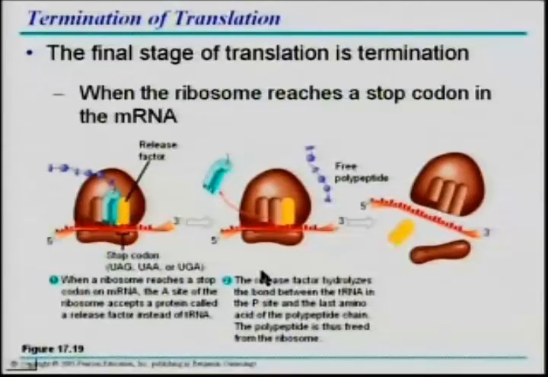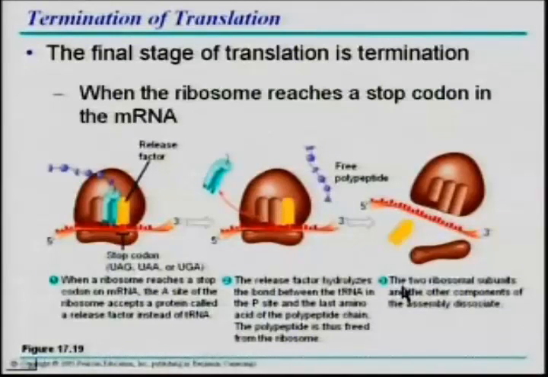The release factor hydrolyzes the bond between the tRNA, this bond here, and the completed peptide that was in the P site. The tRNA was in the P site, and the last amino acid of the polypeptide chain, and the polypeptide is thus freed from the ribosome. And then finally, the two ribosomal subunits and the other components of the assembly dissociate.